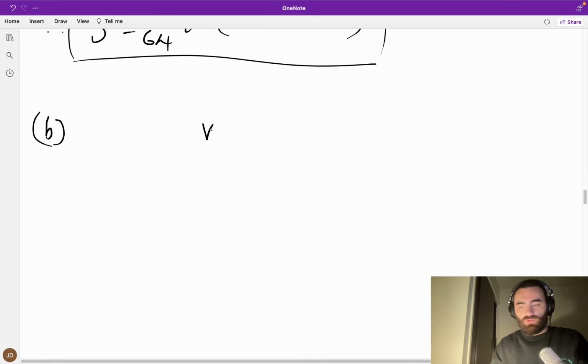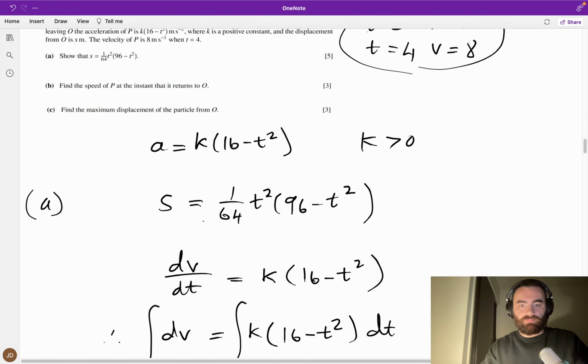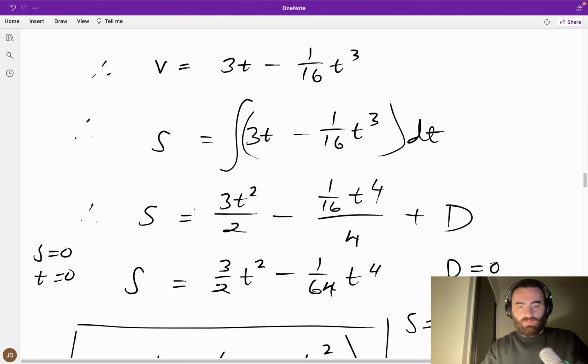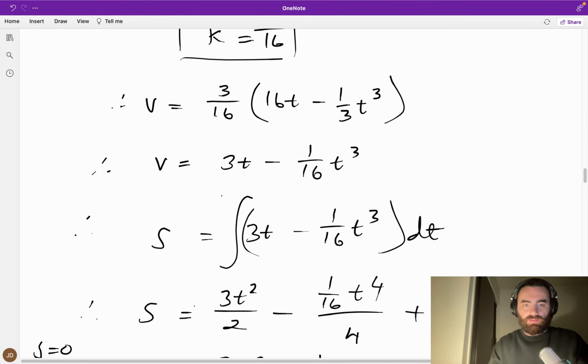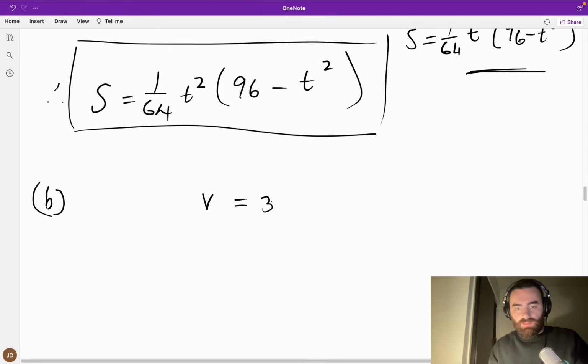So B, find the speed of P at the instant that it returns to O. So let's recall what we have. We have V equals this. I'm just going to put a star here. So let's just rewrite that. V equals 3t minus 1 over 16 t cubed.